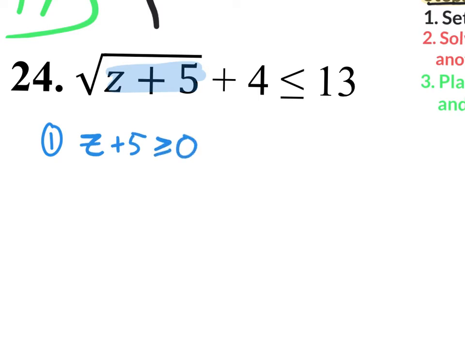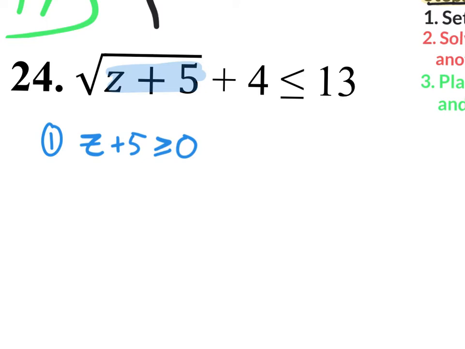And of course, the reason why we do this is because we need this to be an actual answer, right? You don't want this to end up imaginary, right? You don't want the z plus 5, whatever z is, you don't want it to end up being a negative number. Because if it's negative, the square root of a negative is imaginary, and we don't want that. So that's why we're saying that the z plus 5, it has to be greater than or equal to 0 in order for this to possibly work. So we're going to set it to be greater than or equal to 0.